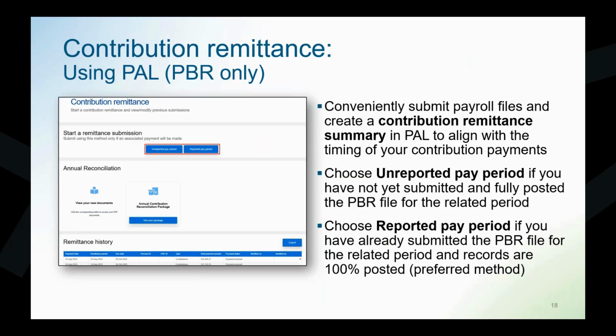If you want to create a contribution remittance summary before you have submitted your payroll file, or if you are still correcting errors in it, so it's not 100% posted yet, you can choose the Unreported Pay Period button. But if you have already submitted and fully posted the payroll file for the period that the contributions relate to, you can choose Reported Pay Period, and then on the next screen, select the pay period from a list. The contribution amounts will then be pre-populated based on your PBR record for that period, saving you some time. Most employers prefer this method because it has fewer steps, but there may be times when you need to use the first button of Unreported Pay Period in order to meet the deadline for contribution remittance.